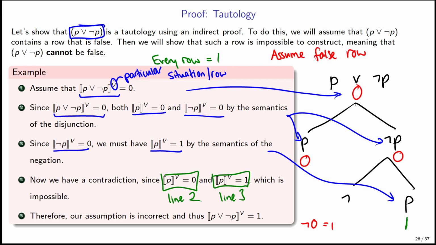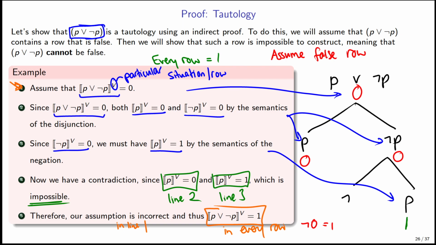Sorry, in line 2, we found P is false. In line 3, we found P is true. So it's 0 in line 2, it's 1 in line 3, and this is impossible. Therefore, our assumption in line 1 is incorrect. It cannot be 0 in any particular situation or row. Therefore, P or not P is true, and we should say in every single row or every situation. So that proves that it's a tautology.